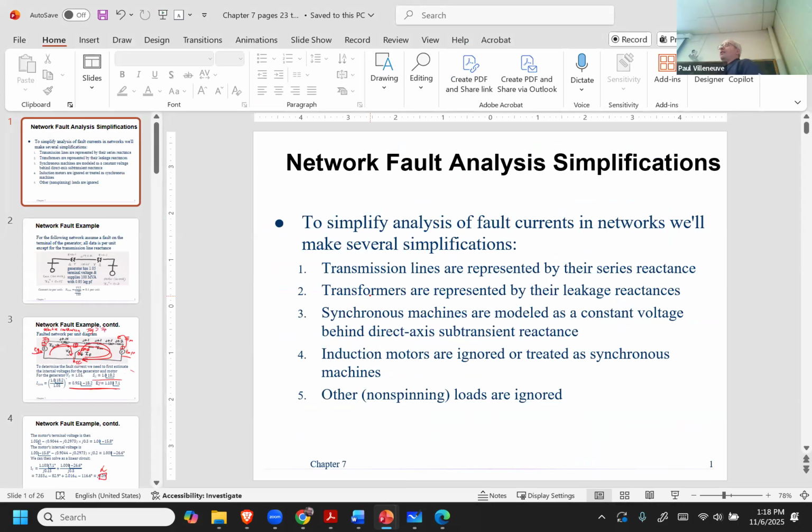But this is the heart of checking for coordination and power systems analysis. This is exactly what you need to be doing. And all those power system programs, this is exactly what they do. You can't do a method more efficient than this. You can try, but it ain't going to work.